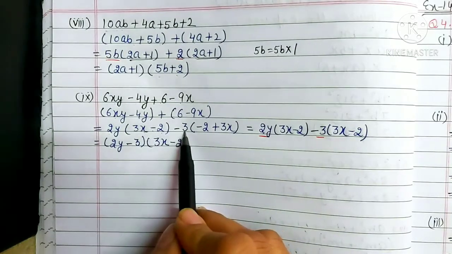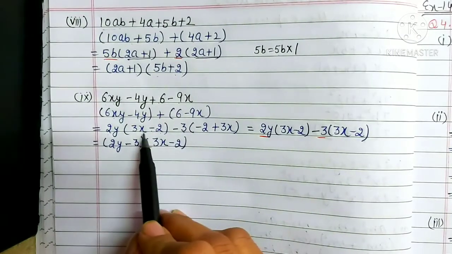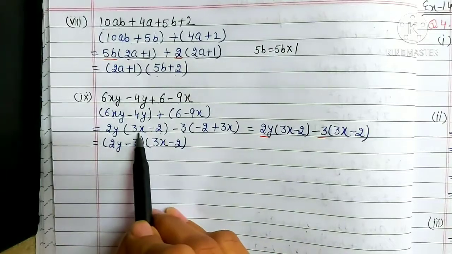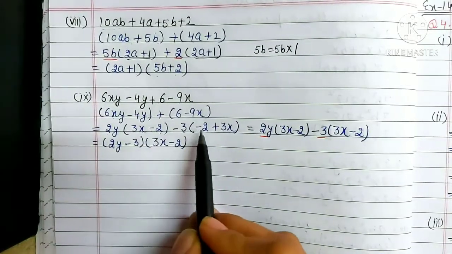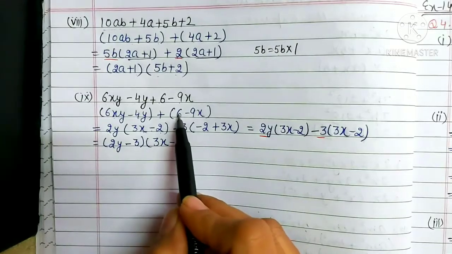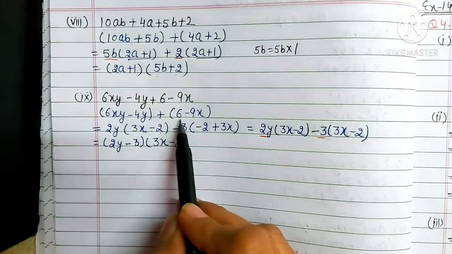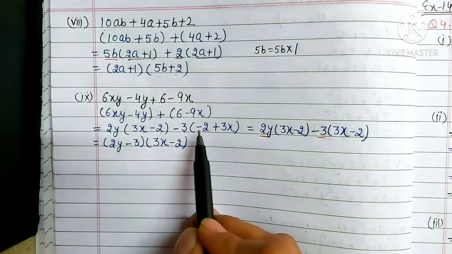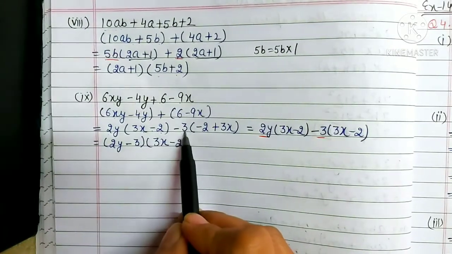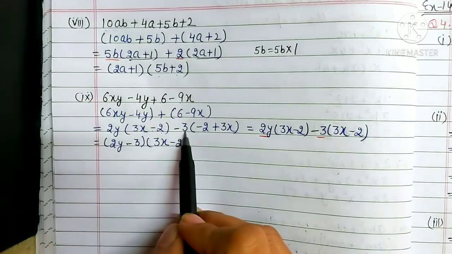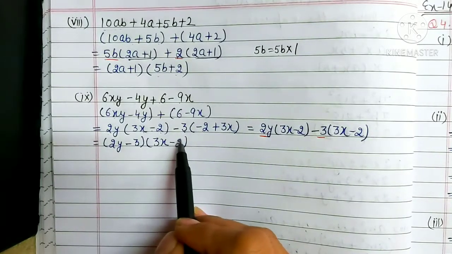Now this step, please note it carefully. In the bracket I require 3x with a plus symbol and 2 with a minus symbol. So if I take 3 common, I'll get 2 with a plus symbol. So this is the clue. I need to take minus 3 common instead of 3. Students, I can take 3 common as well as I can take minus 3 common.